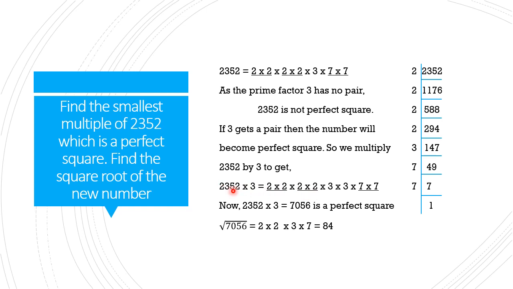Okay, so multiply 2352 by 3, then we get 7056. So this number is asked in the question, that is multiple of 2352 is 7056. This number is asked in the question as one answer. Then secondly, it is asked to find the square root. So square root of 7056. What is the square root of this line?